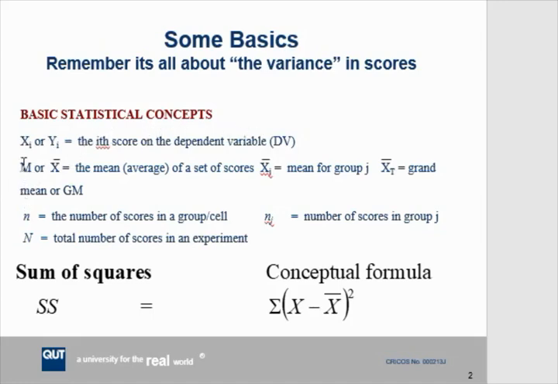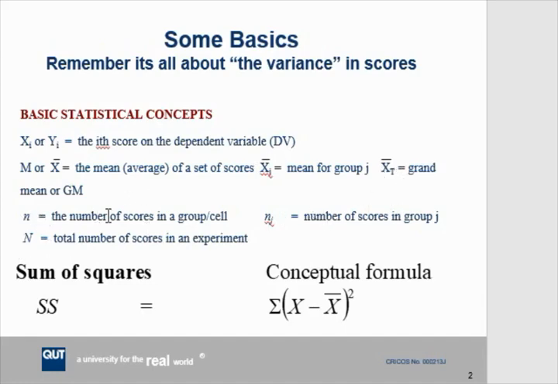So M or X bar or Y bar is simply the mean of a set of scores. And if we add our little notation to it, it just means the mean for the jth group. So we can have the ith score in the jth group and the mean of the jth group. If we have the little notation t at the bottom of it, it simply means our grand mean, or total mean, of the whole experiment.